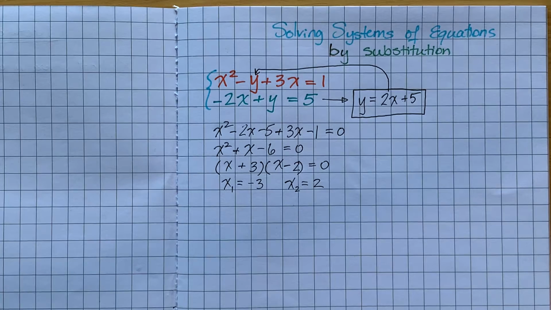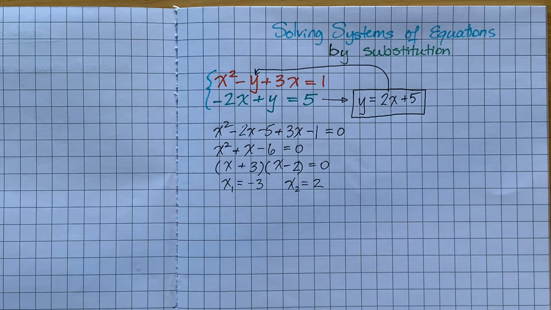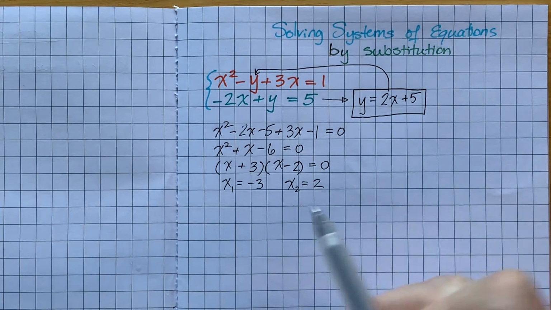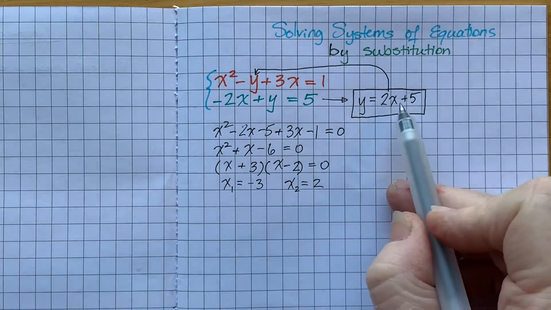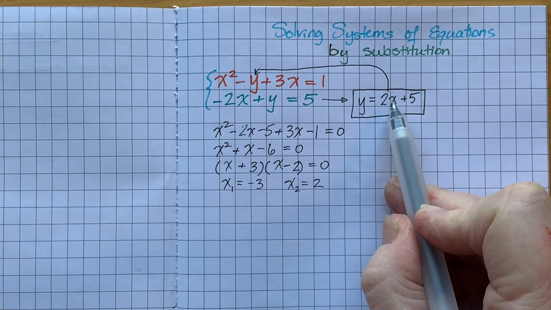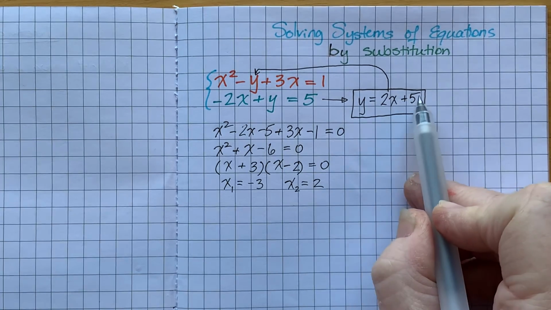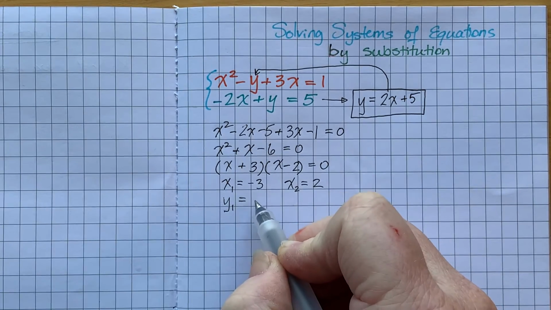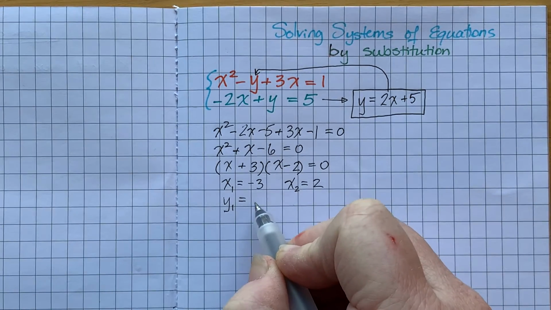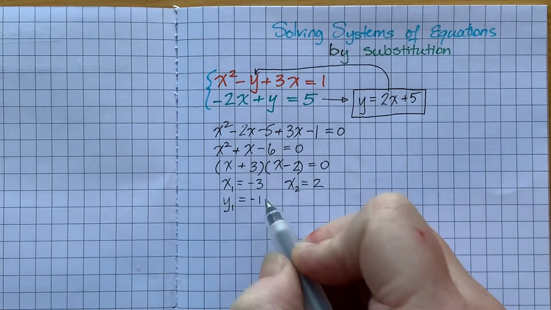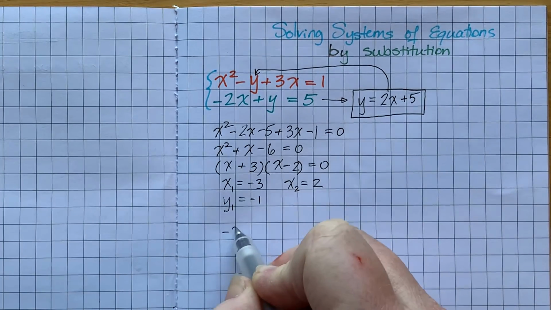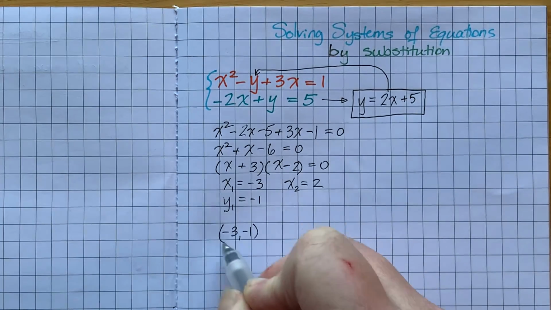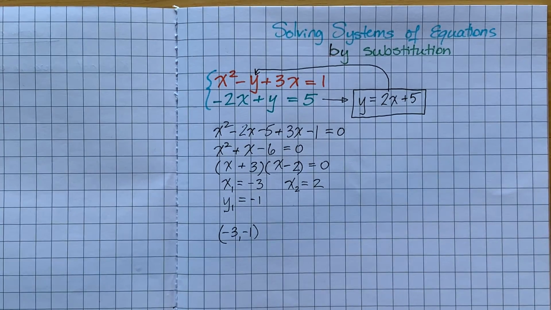We are not finished because now we need to figure out how much is going to be the y, because each solution is a point. So a point has an x and a y coordinate. So you take your negative 3 and you plug it in here. 2 times negative 3, that's negative 6. Negative 6 plus 5, that's negative 1. So the corresponding y for this x is going to be negative 1. So your point is negative 3, negative 1. That's your solution, or one of the solutions.